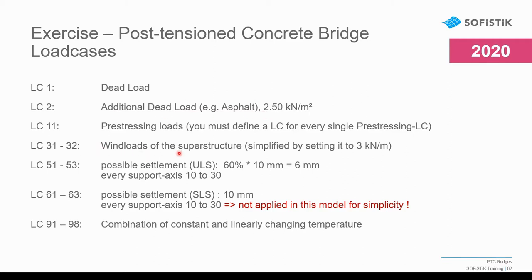Similarly, the wind loads will be applied on all beam elements and along the full length of the structural lines with 3 kN per meter. And also the constant or the linearly changing temperature loads will be applied along the whole length of the structural lines, and therefore we can use the structural element type of loading. Now let's go back to SOFiPlus to create these loads.